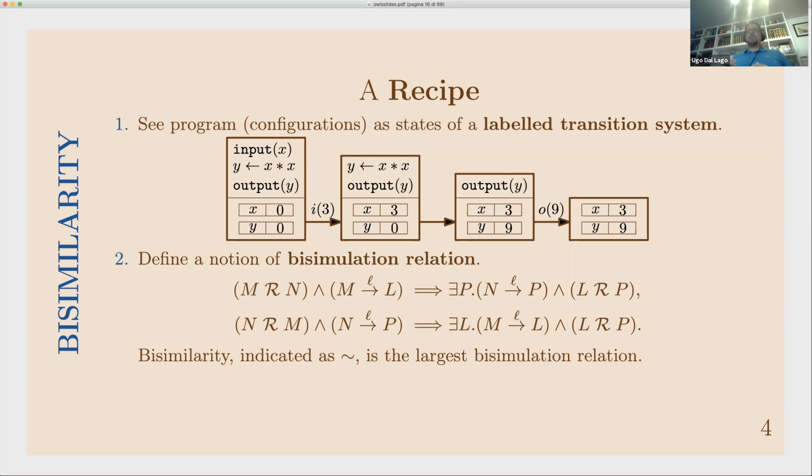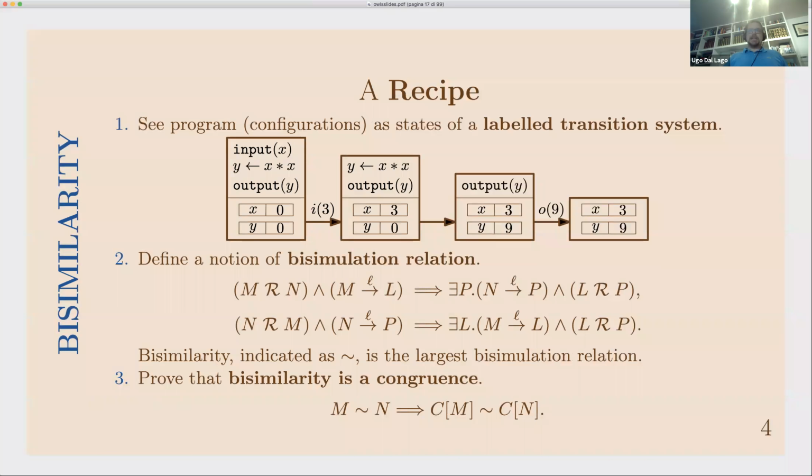Then whenever you make a transition from one of these states following a certain label, you must be able to do the same also for the other state, ending up in two states which are themselves in the relation R. So one relation R satisfying the two axioms you have in front of you is called a bisimulation relation, and the largest such relation is called bisimilarity, and it's your notion of program equivalence.